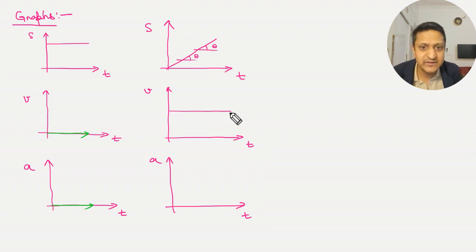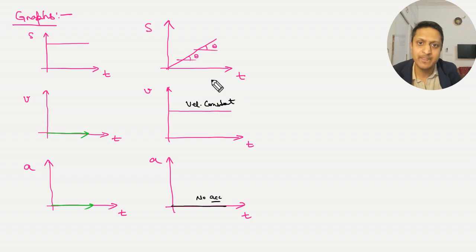So when the velocity is the same, like the vehicle is moving with 50 meters per second and still moving with 50 meters per second, the acceleration is 0. There is no acceleration, so you can write no acceleration. Here you can say the velocity is constant.